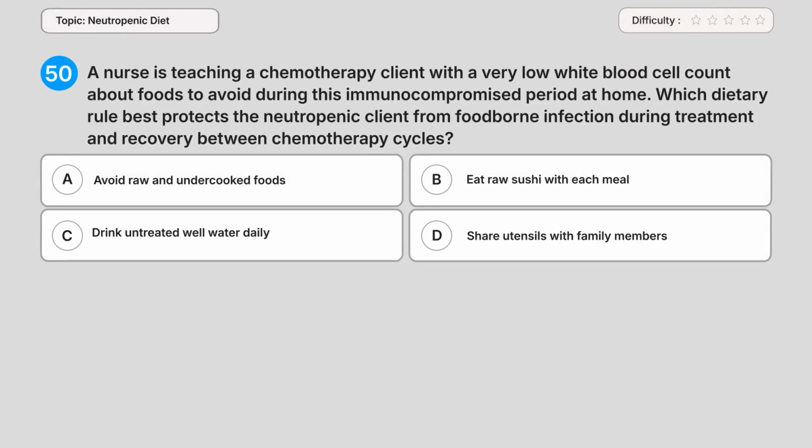50. A nurse is teaching a chemotherapy client with a very low white blood cell count about foods to avoid during this immunocompromised period at home. Which dietary rule best protects the neutropenic client from foodborne infection during treatment and recovery between chemotherapy cycles? A. Avoid raw and undercooked foods. B. Eat raw sushi with each meal. C. Drink untreated well water daily. D. Share utensils with family members.